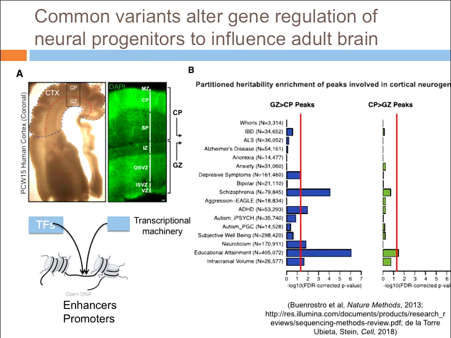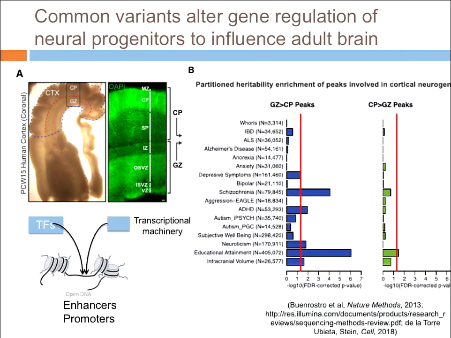So to assess if the radial unit hypothesis applies to genetic variation involved in intracranial volume, we measured chromatin accessibility in the developing cortex in the neural progenitor cell area called the germinal zone and in the cortical plate. The cortical plate contains the neurons that are derived from these neural progenitor cells. So we measured chromatin accessibility, which is a way of assessing the function of the non-coding genome. And we can assay that across the entire genome in these two tissues.